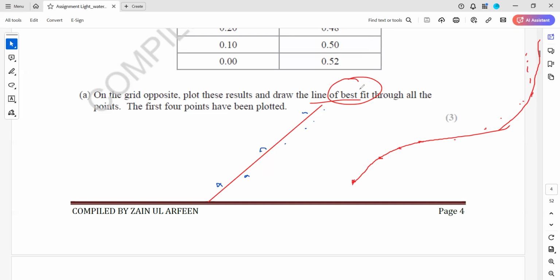A straight line is also possible; it depends on how the points are scattered. So a line of best fit does not mean it's always a straight line. A line of best fit can be a curve. You have to check the trend in the graph.